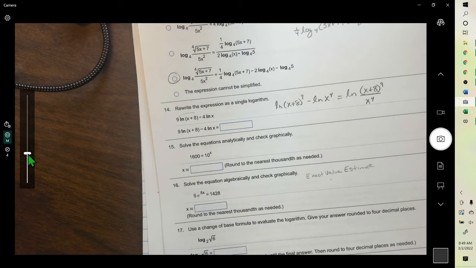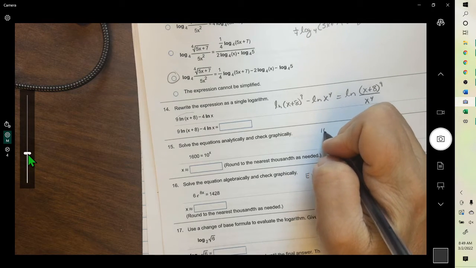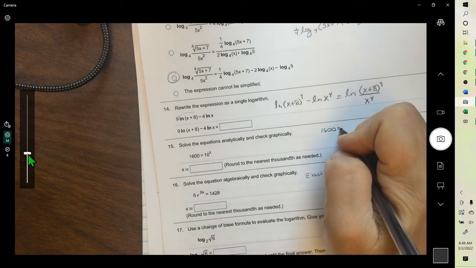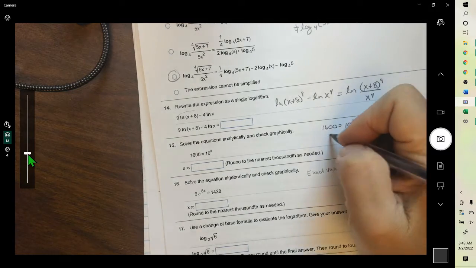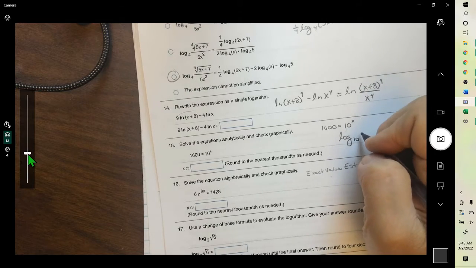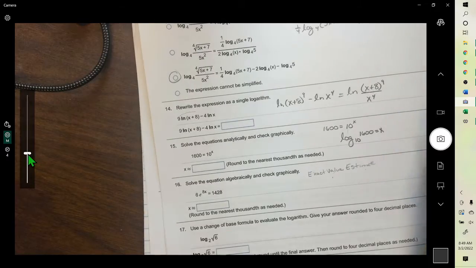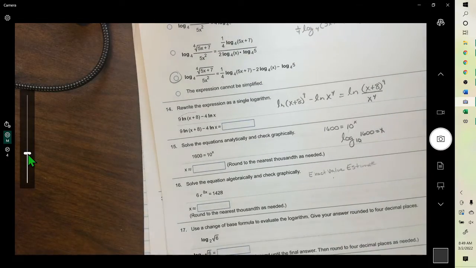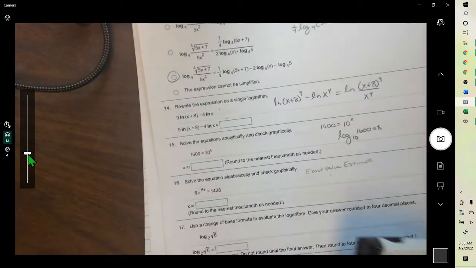Solve the equation. 1,600 cannot be written as 10 to a power, but we could rewrite this. The log base 10 of 1,600 equals x. And then base 10 is your calculator, so you could plug it into your calculator because it did ask for a decimal.